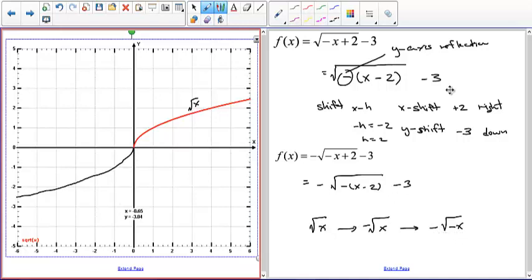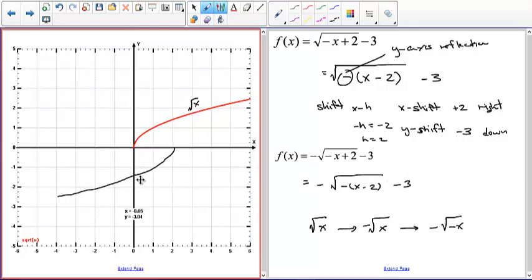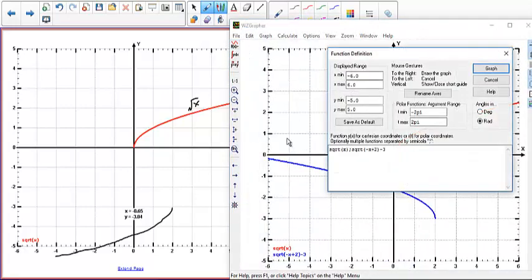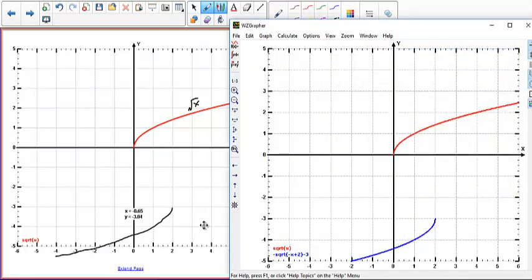And then the shift is the same as the previous one. So because I have negative 2 here, that is equal to negative h. h is positive 2, and I have a negative 3 for k. So what I'll do is I'll go positive 2 in the x and negative 3 in the y, like that. Finally, we go back here and verify it. So I have negative the square root of negative x plus 2 minus 3. And I graph that, and there you go.